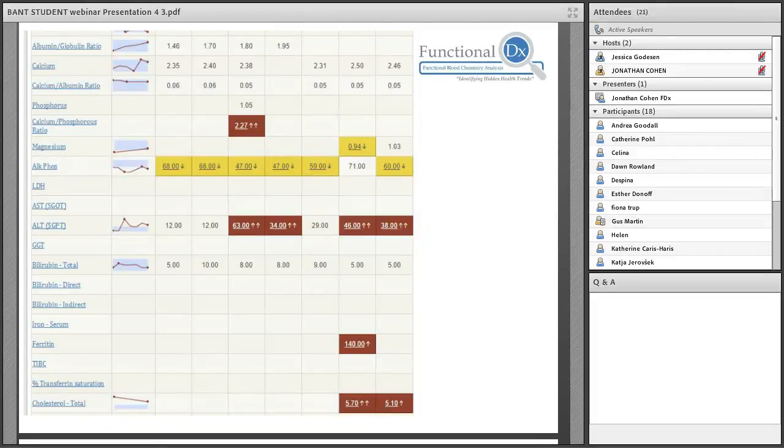And again, we can see how alkaline phosphatase has been fluctuating. It dropped down quite dramatically and it slowly climbed back up again.